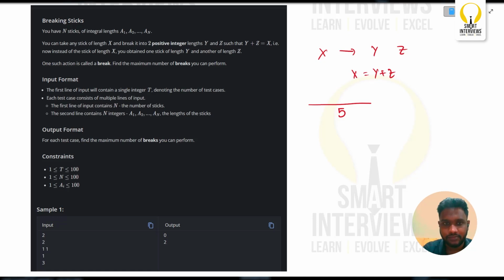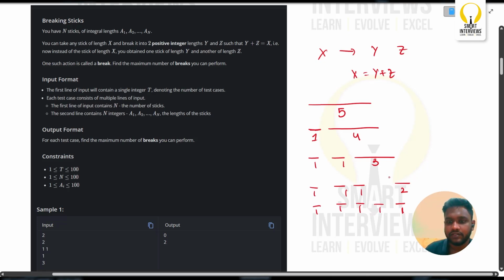If you think about it simply, the maximum number of breaks I can get is if I break this stick so that one piece is 1 unit and the other is the remaining length minus 1 unit. So this is the maximum breaking I can do: 1, 1, 3. This 3 I can again break into 1 and 2.